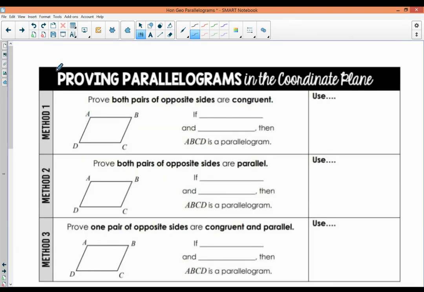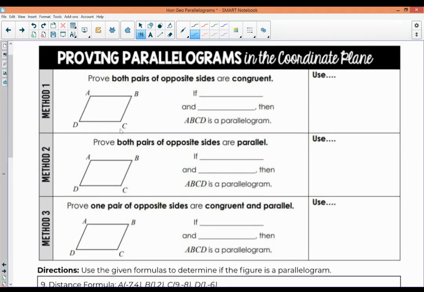And then just some coordinate proofs, how we prove that parallelograms are parallelograms in the coordinate plane. So that's all properties that we use numerically and algebraically. Now this is when we're graphing. So there's three methods that we are going to work with. First method is proving both pairs of opposite sides are congruent. So these are opposite sides. So if side AB is congruent to side CD, and side DA is congruent to segment BC, then ABCD is a parallelogram.